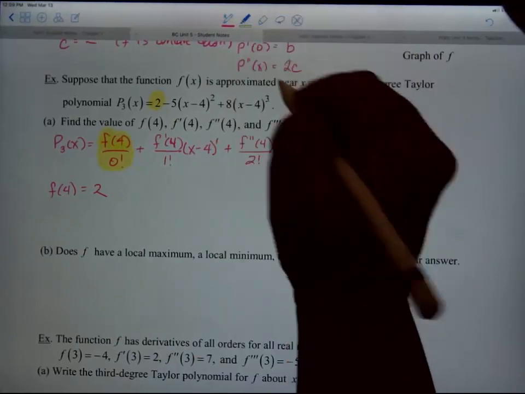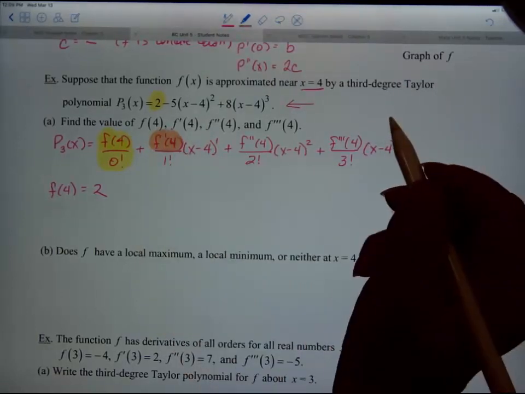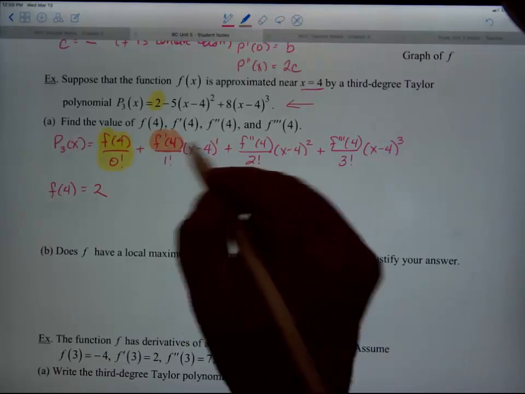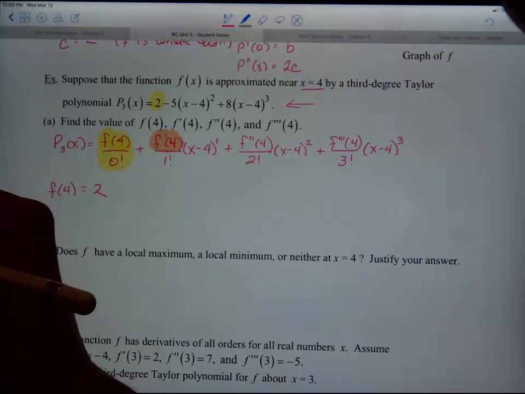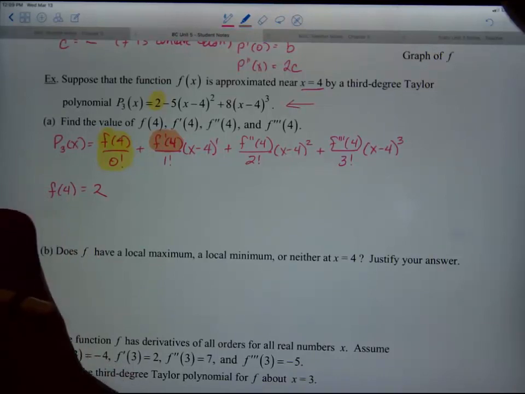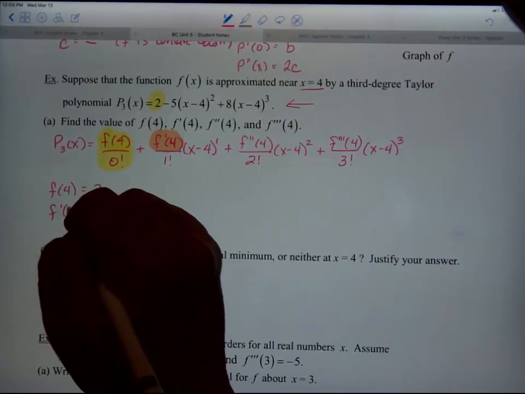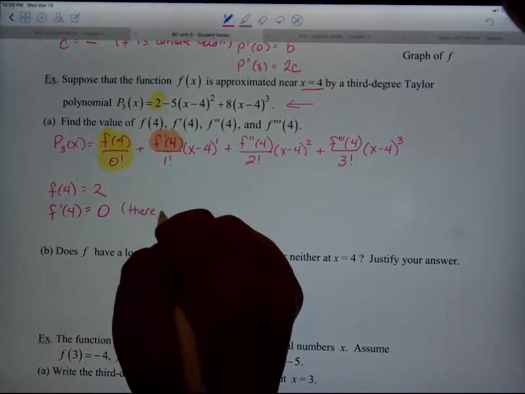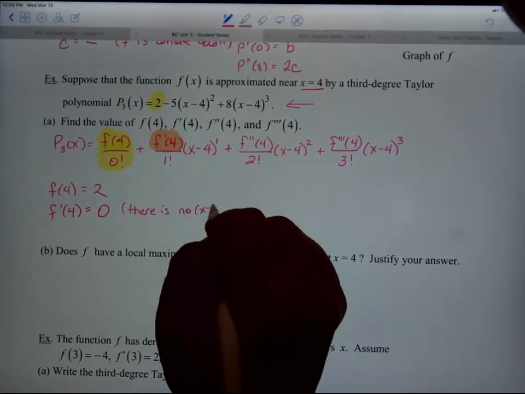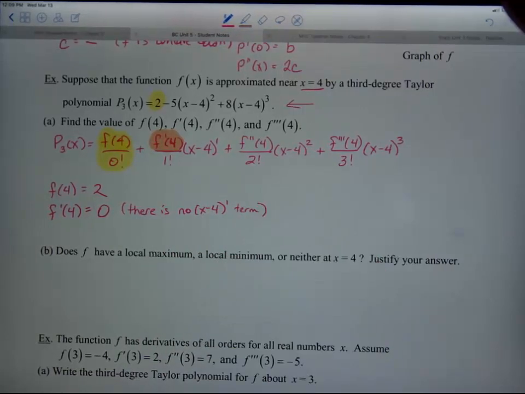All right, I'm going to change colors here. Now f prime of 4 is the top of the next fraction. And it's on top of the fraction with the x minus 4 to the first power. What is the number in front of the x minus 4 to the first power? It's 0, because there isn't one. Does that make sense? So that tells me that f prime of 4 is 0. There is no x minus 4 to the first term. I'm writing that down as a reminder, so when you look at this later, you know how I got 0.